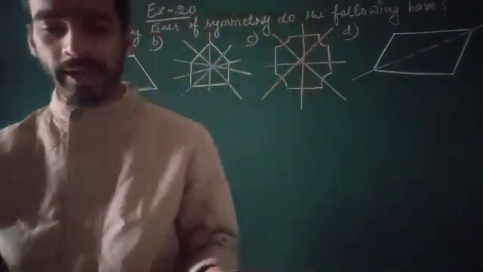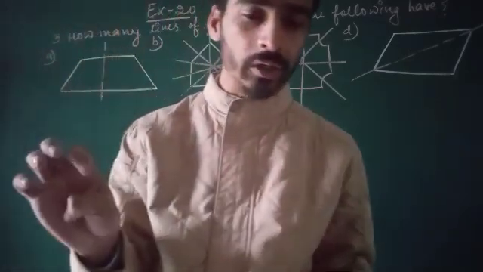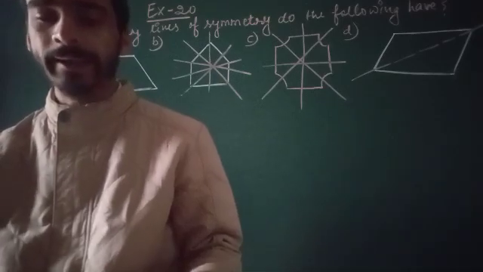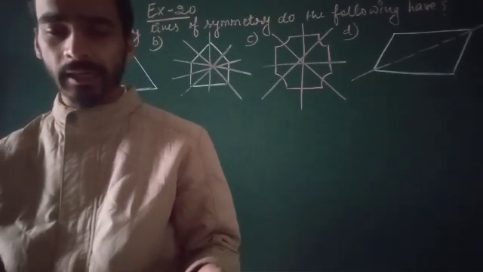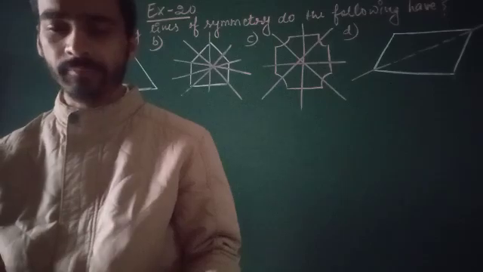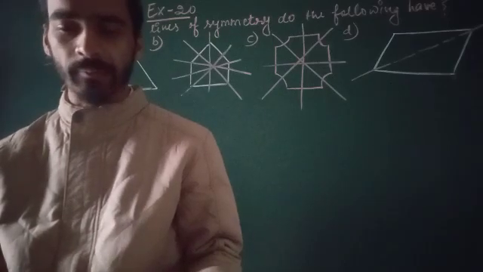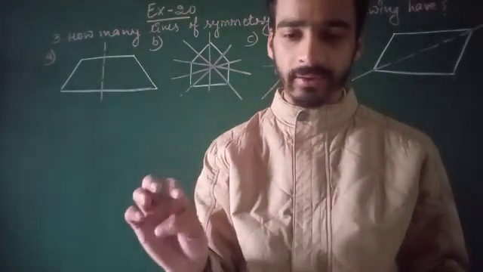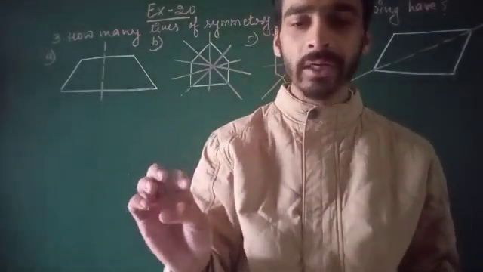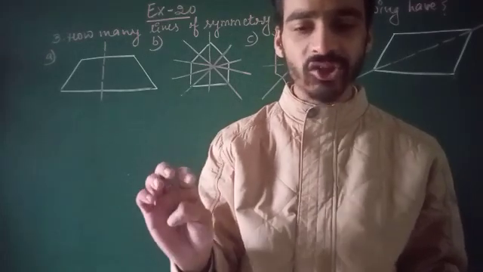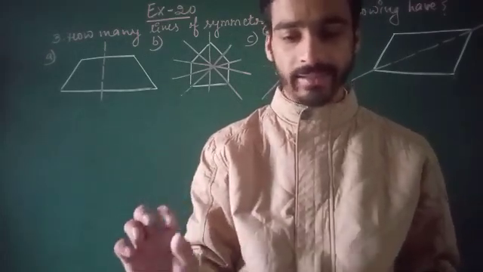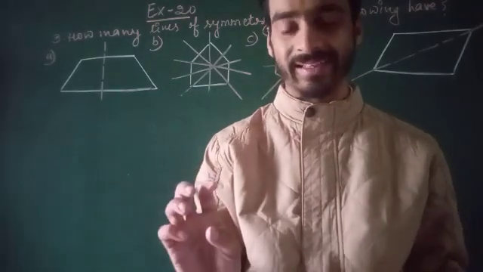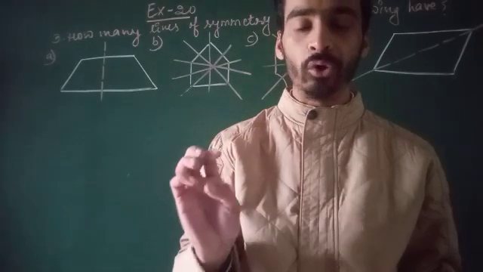Which characters have one line of symmetry? Question number 4 B. Which characters have one line of symmetry? So 3, A, B, C, D, E, K, M, T, U, V, W and Y. Now question number C. Which characters have two lines of symmetry? 0, 8, H, I, O and X. These figures have two lines of symmetry.